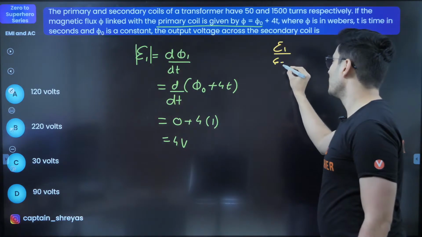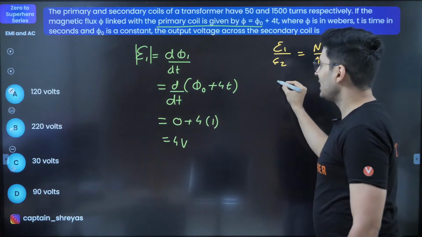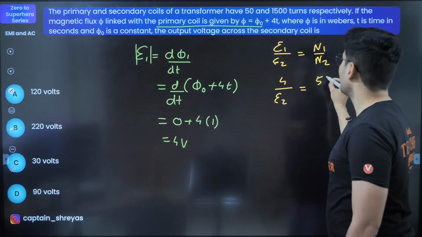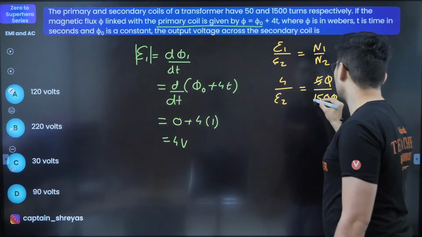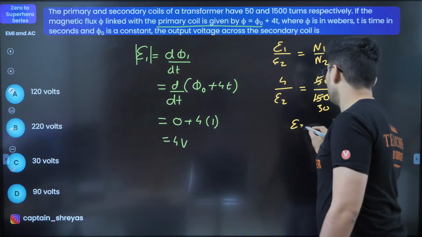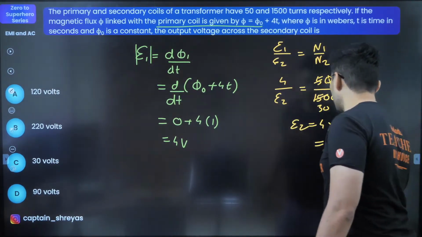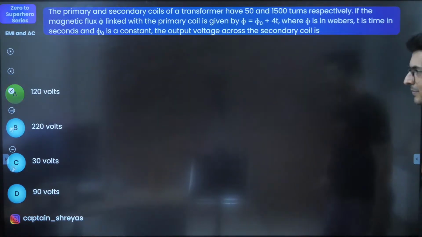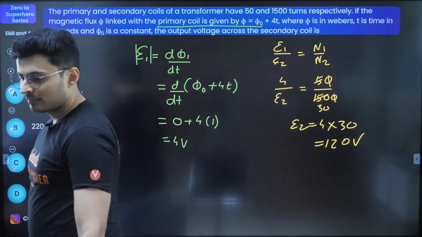E1 by E2 will be N1 by N2. So E1 is 4, E2 I do not know, N1 is 50, N2 is 15000, goes. This will become 30. So E2 will become 4 into 30, which is 120 volts. Do I have 120? Yep, I have. Option 8 is. Yay, there you go. Done. That's it.